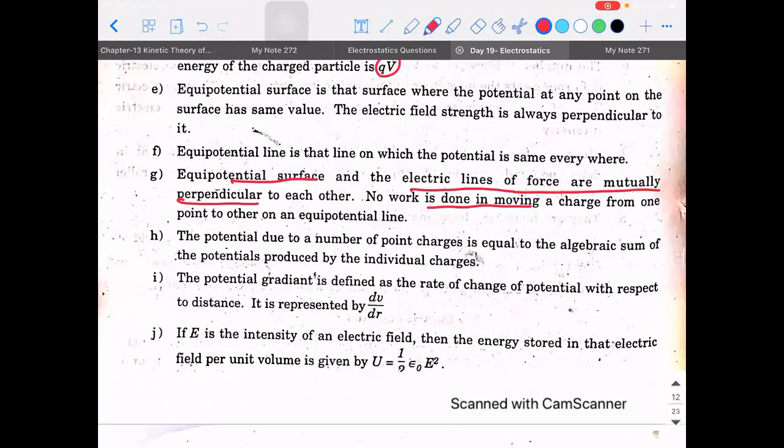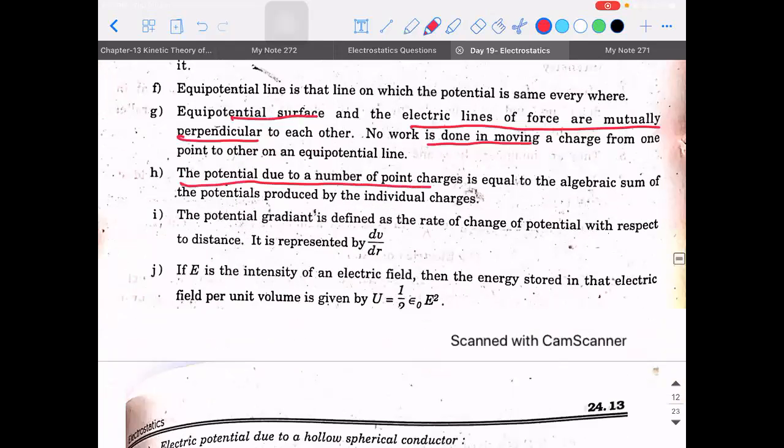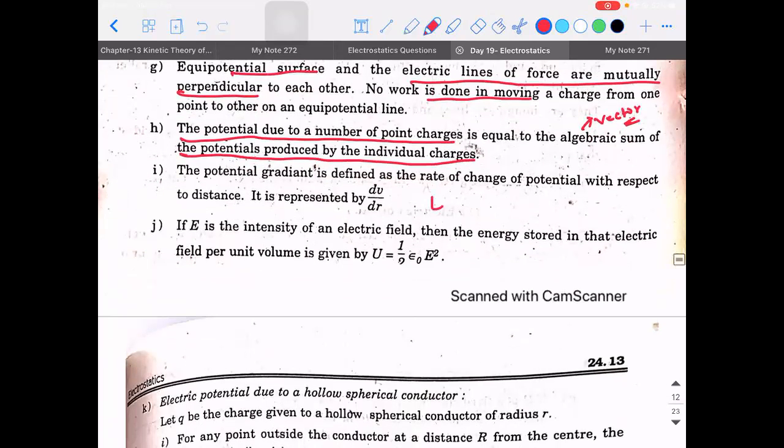Next. When you talk about the potential due to a number of point charges, it is equal to the algebraic sum of the potentials produced by the individual charges because it is a scalar quantity. Had it been a vector, we would have told it is a vector sum. Then we know the concept of potential gradient. So how do we define the potential gradient as E is equal to minus dV by dr? Can someone tell me what does negative sign indicate?